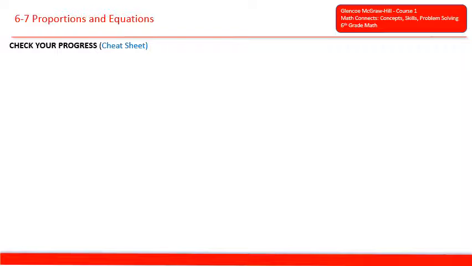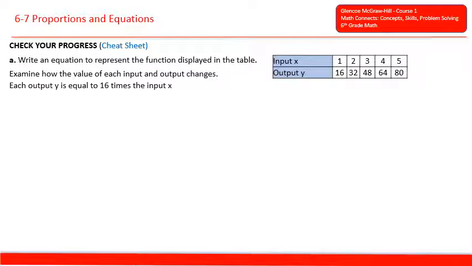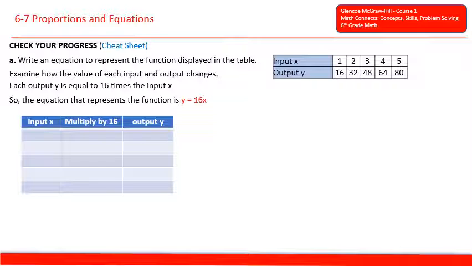Check your progress. Write an equation to represent the function displayed in the table. So just like last time, if you look, we have x is 1, y is 16, x is 2, y is 32. Examine how the value of each input and output changes, which we just did. Each output y is equal to 16 times the input x. So the equation that represents the function is y equals 16x. And we'll go through another function table.